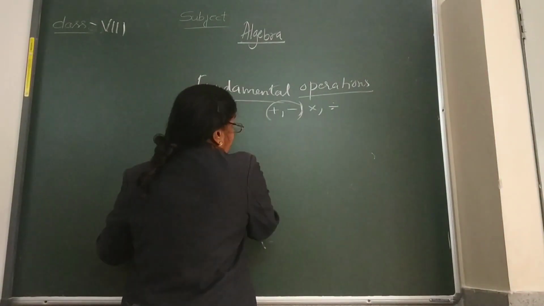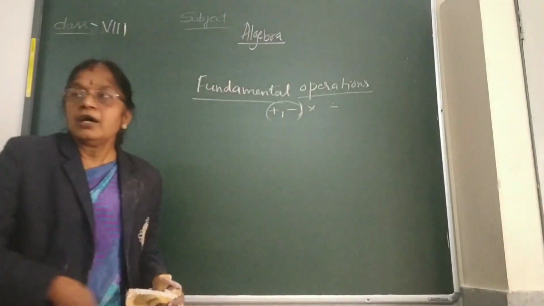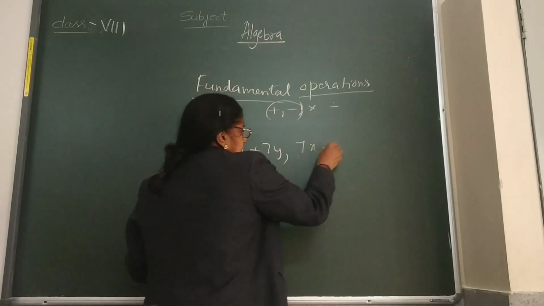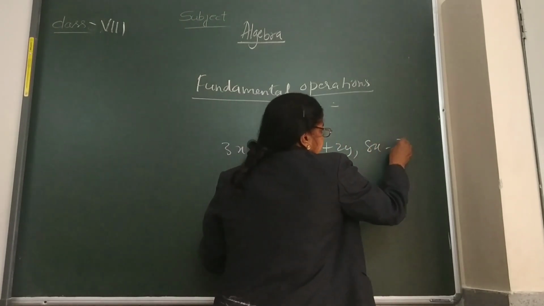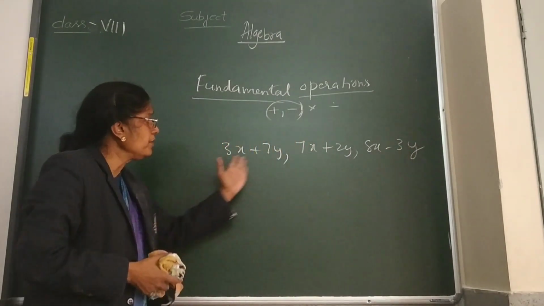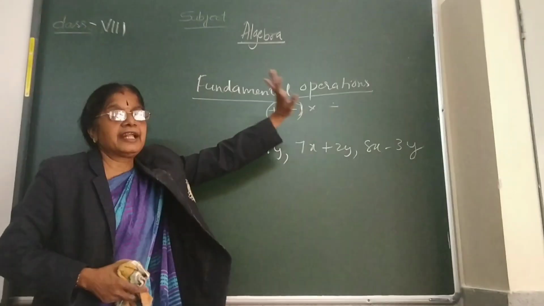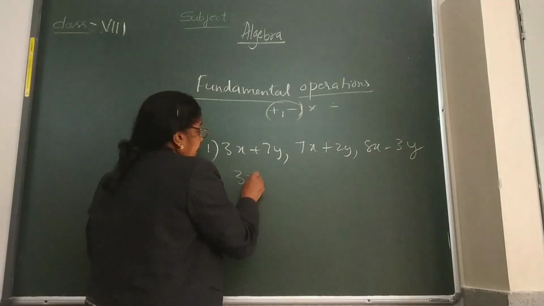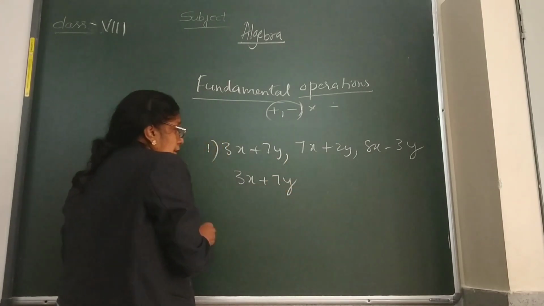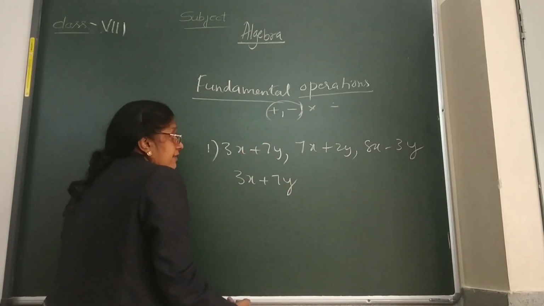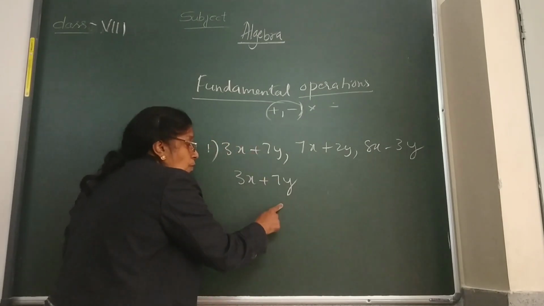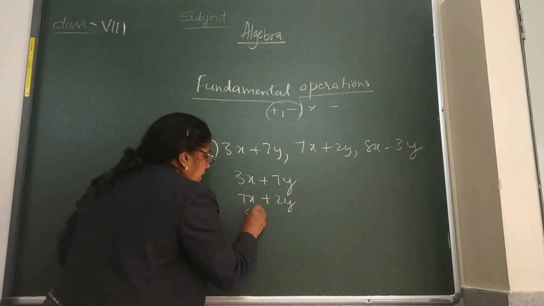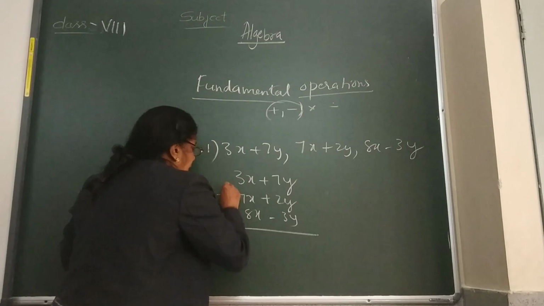In the same way, we can also add when binomials are given: 3x plus 7y, 7x plus 2y, 8x minus 3y. Ma'am, how is it possible? Can you add this? Yes, we can do the addition of binomials and also trinomials. Let us see what we have to do. Write 3x plus 7y, one below the other, in vertical way. Below x, x should come, and below y, y should come. What is the next term? 7x plus 2y. And the next, 8x minus 3y. So we are going to add this.